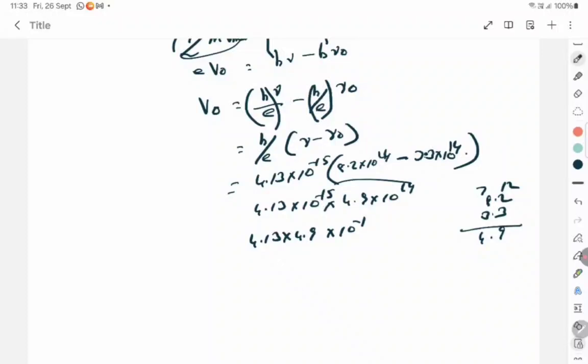Then just multiply these two, so you're finding the stopping potential.